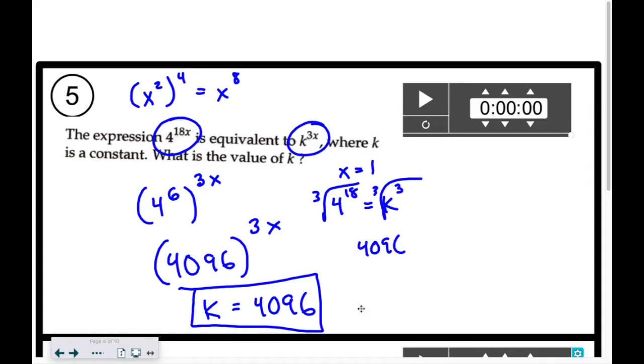All right. So again, different ways to go about this. So you got the more mathematical way, and then just make x 1 and you'll figure out what k is. And it'll obviously work for 2 and 3 or any value you choose, just not 0. 0 wouldn't work here.